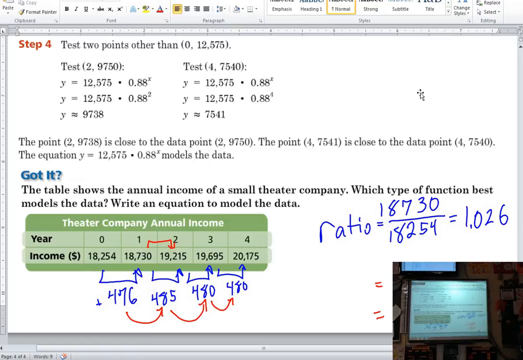The next set, 20,175 divided by 19,695, is 1.0243. So it's getting a little less, but we're still right about there. So if we want a function that will best model this, notice it doesn't say completely accurately. We're just talking best. We're trying to use this for predictive analytics.